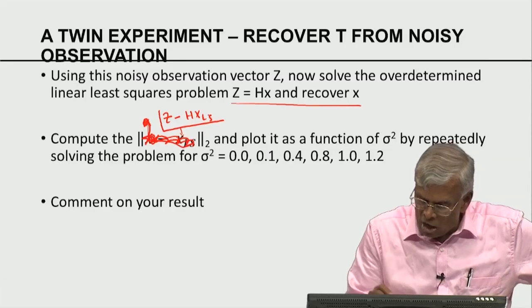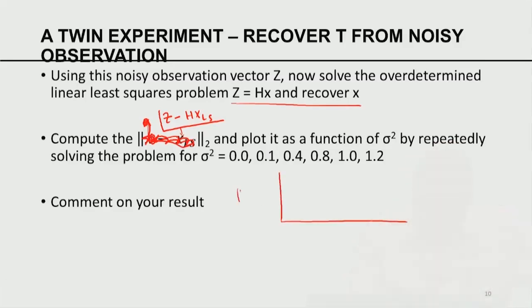So if I measure this norm, I would like to be able to plot that RLS, which is equal to Z minus H of X LS, against the variance. And I would like you to see the claim: if the variance is 0, the residual will be 0. If the variance is not equal to 0, then the error will be more. So I would like you to be able to plot the variance and understand the impact of variance on the recovery. And I would like you to be able to solve the problem and comment on it.